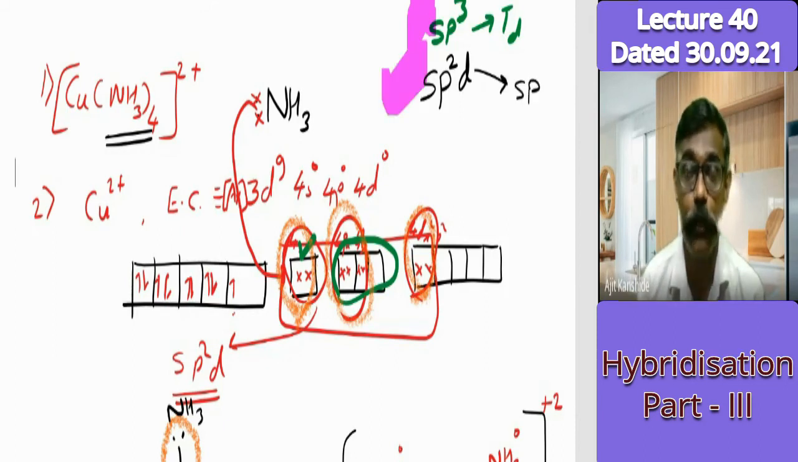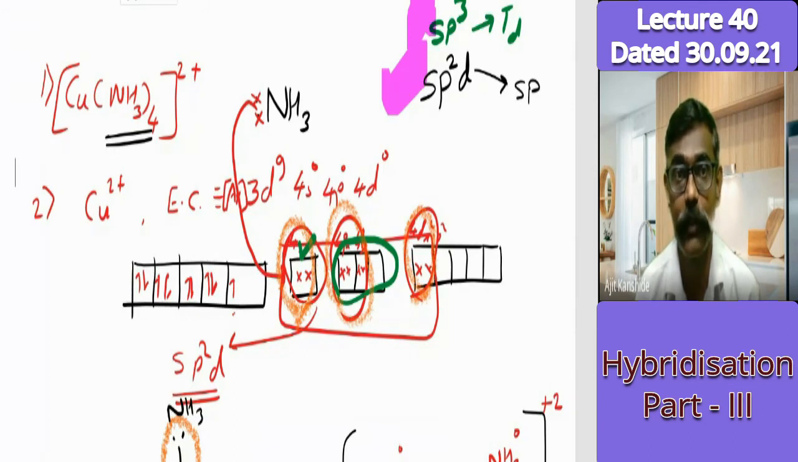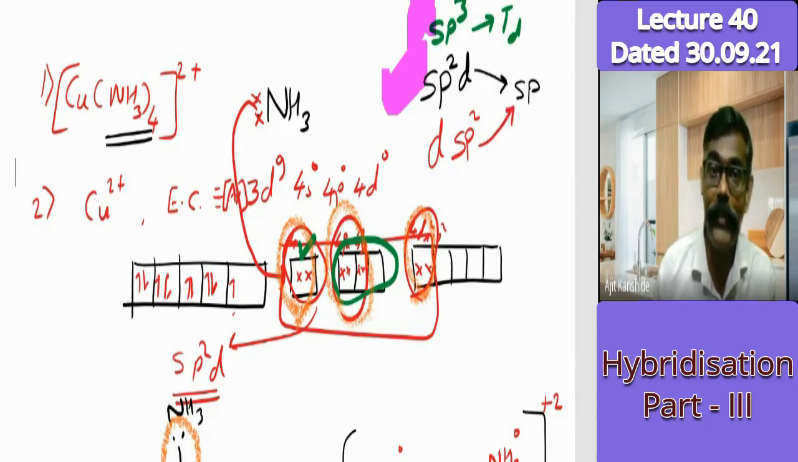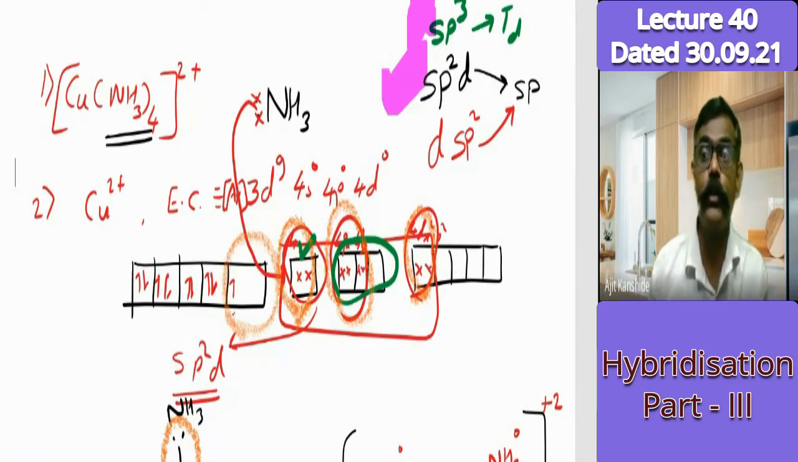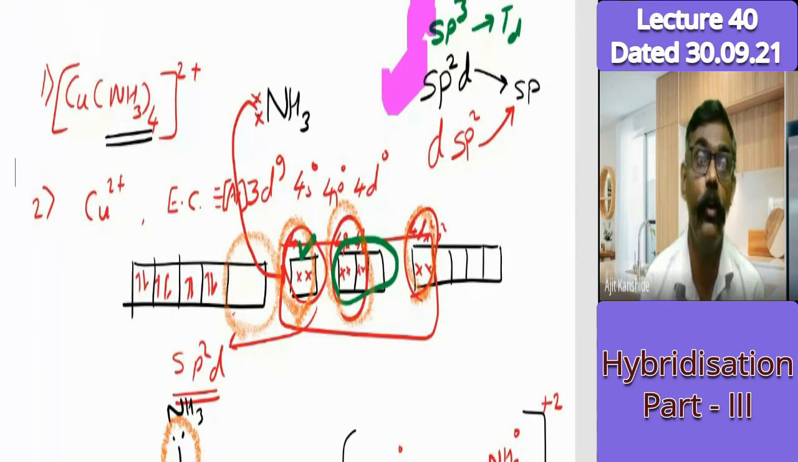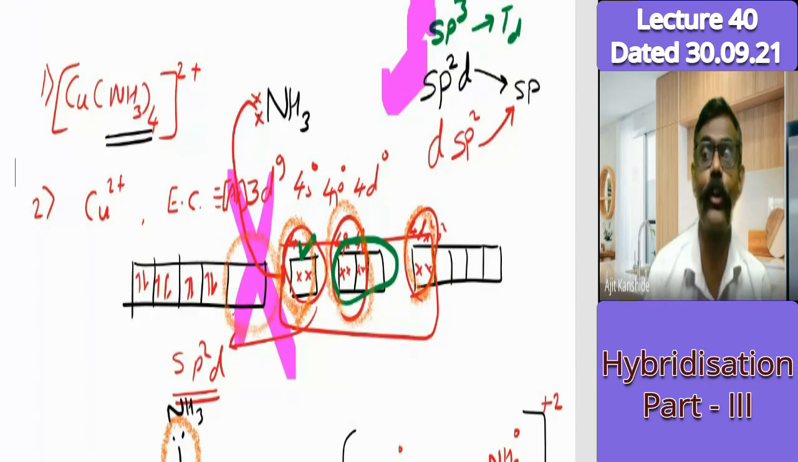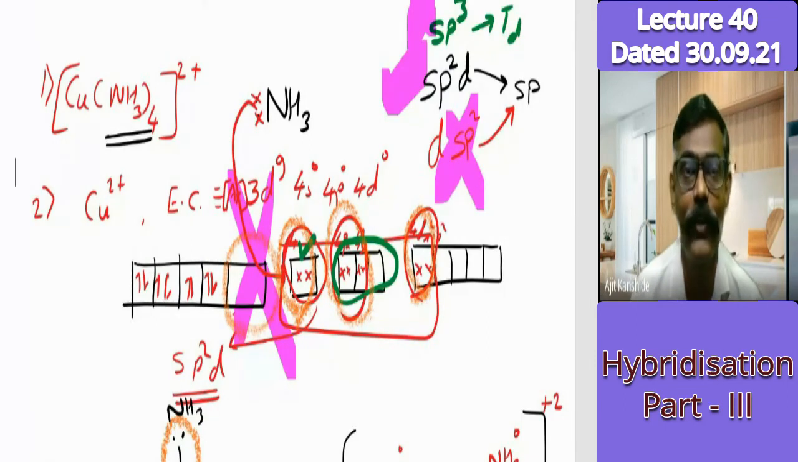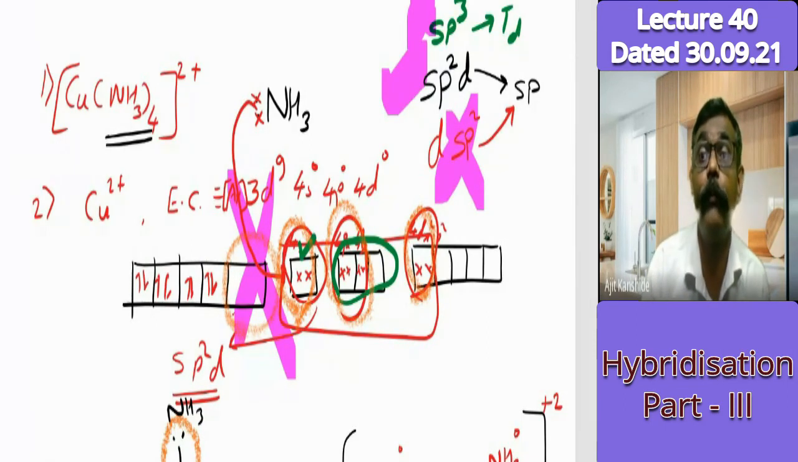Third possibility, which hybridization is possible? It is dsp2, which also will result in square planar geometry. But for the dsp2 hybridization, this d orbital should be free and available. To make it available, we have to remove this electron and excite it to a higher orbital, which is not a fair consideration. That's the excitation of the electron. Therefore, dsp2 is not a fair possibility for copper ammonia complex formation.